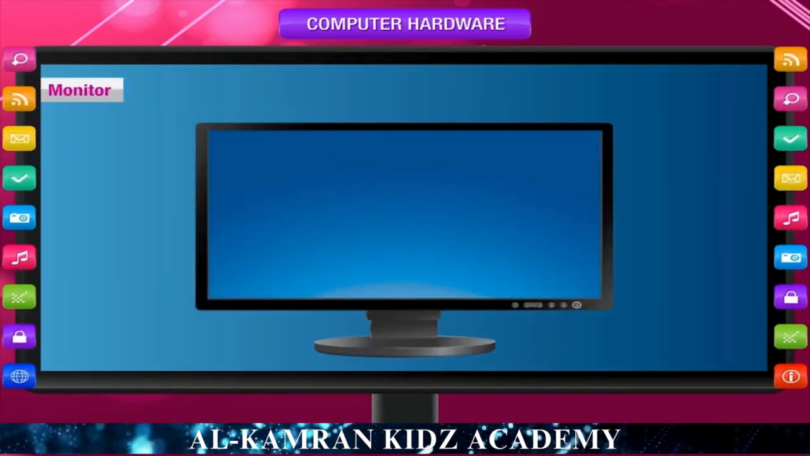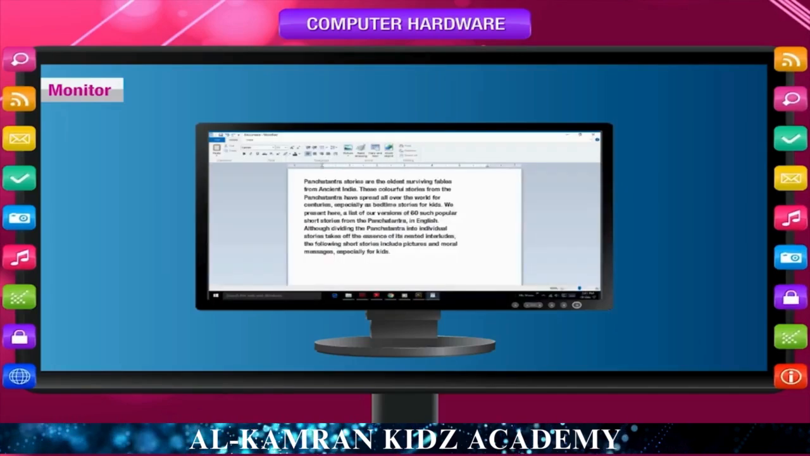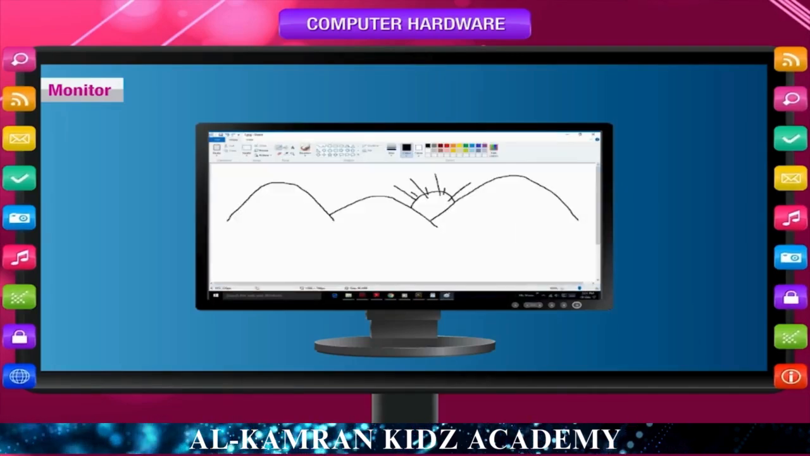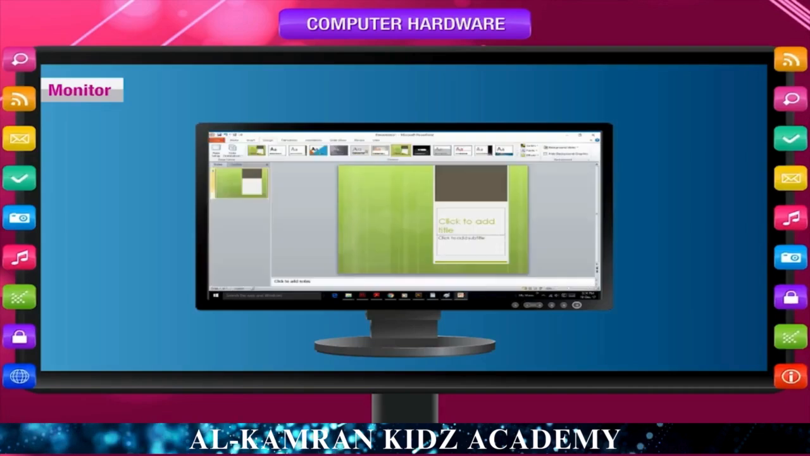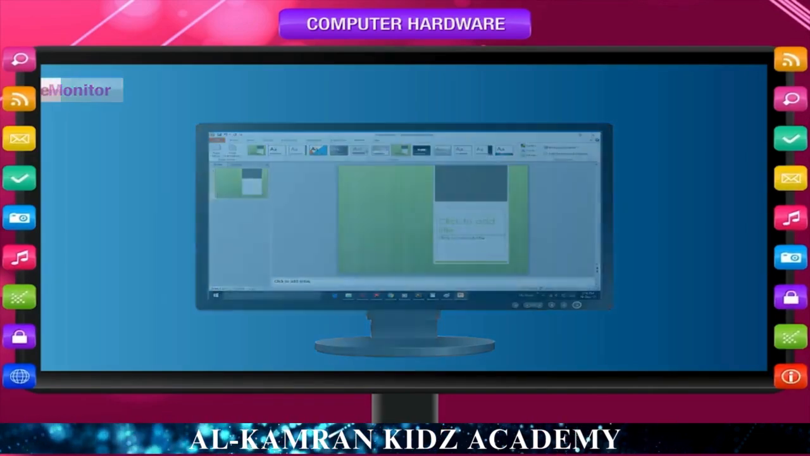Monitor. It is the main output device. The computer communicates through the monitor. It looks like a television. It displays whatever we type or draw. It also displays the meaningful information after processing raw data.